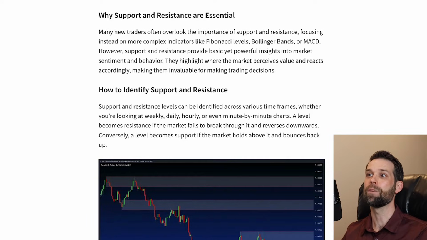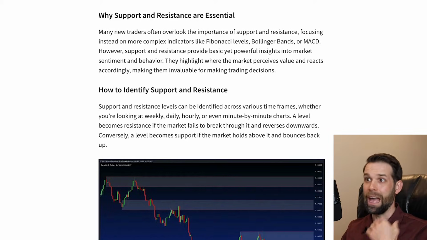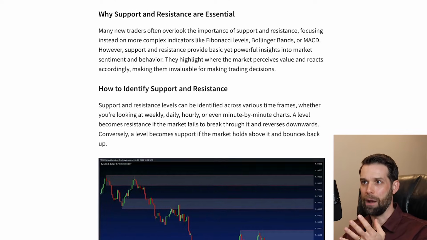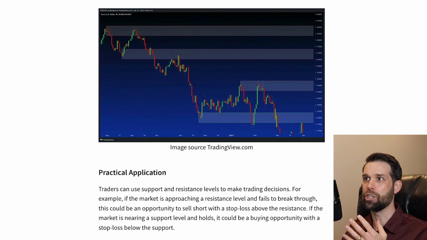And a level becomes resistance if the market fails to break through it and reverses back down. And then a level becomes support if the market holds above it and bounces back up. So here's just another image showing these highlighted levels of support and resistance.